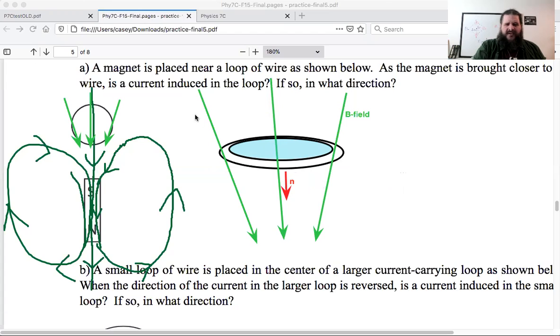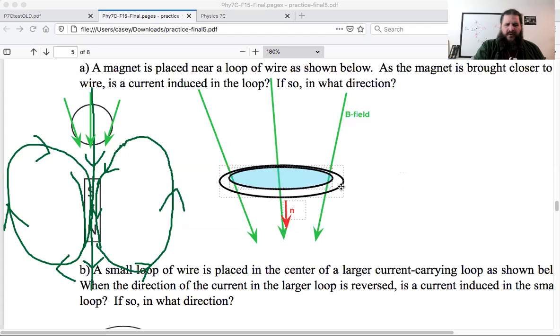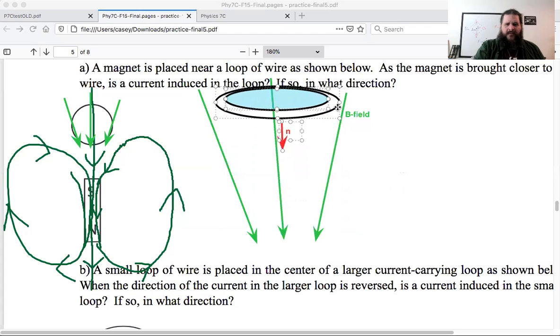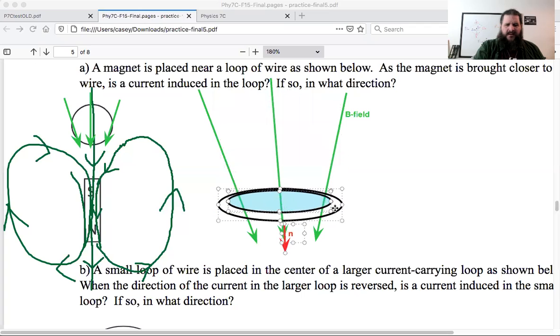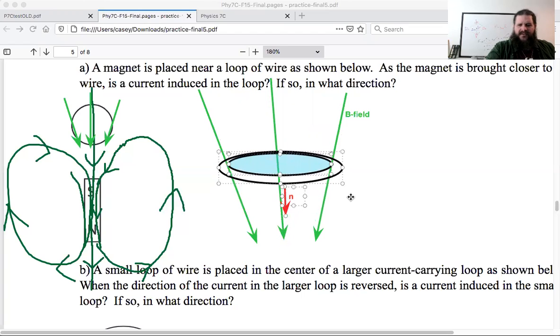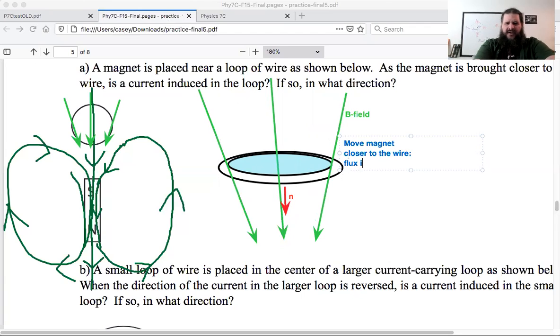But we're going to be moving this so that the loop of wire is closer to the magnet. So if we move it from far from the magnet to closer to the magnet, what happens to the flux? It increases. Yeah, the flux has increased. So let's make a note of that. We move the wire closer to the magnet. Or, I mean, technically we're moving the magnet closer to the wire. But the effect is the same. The flux increases because the magnetic field is getting stronger in the vicinity of the wire.